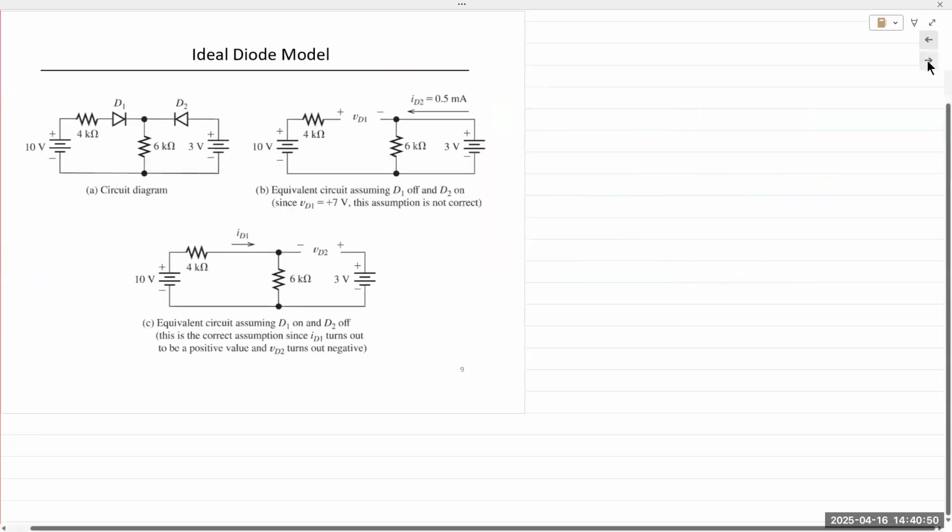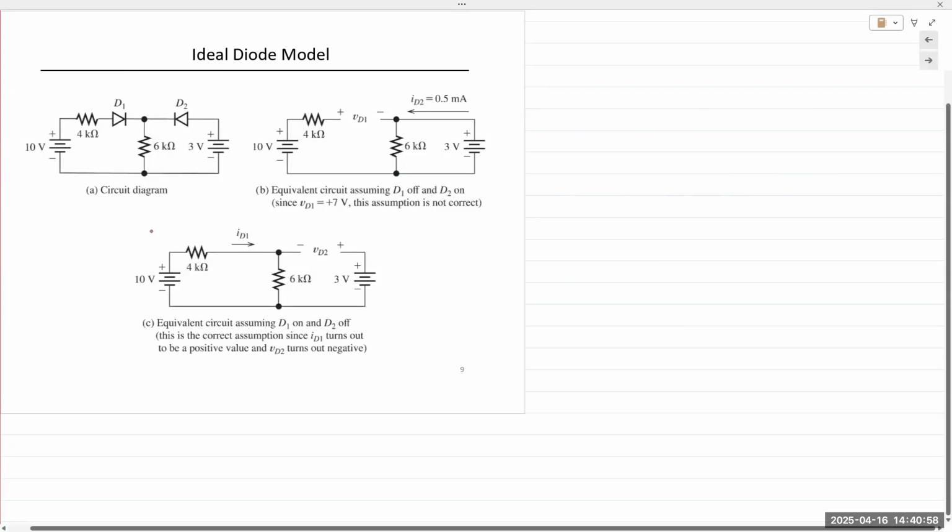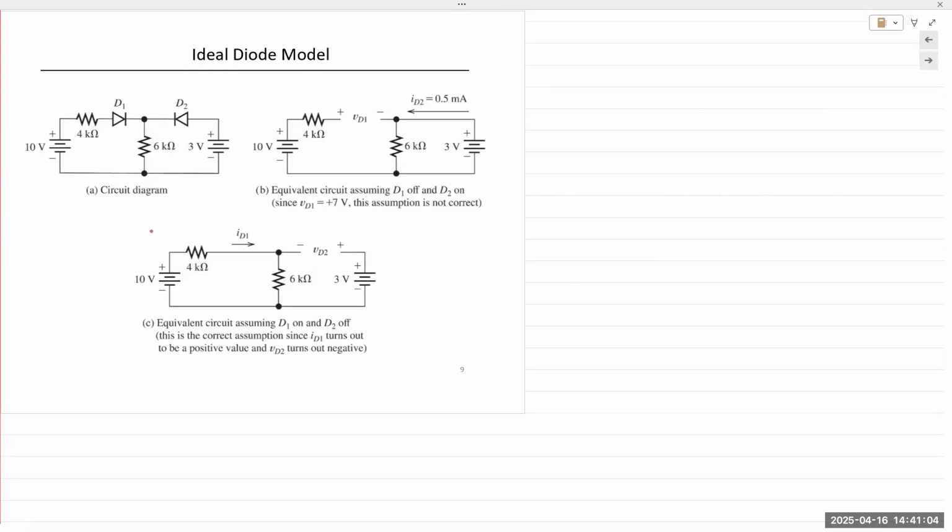All right, so let's look at an example. We have a circuit that has 2 diodes, 2 voltage sources on either side, and we are tasked with using the ideal diode model to analyze this circuit. Now, just to observe the circuit, what do we see? We see that the anode of D1 is connected to the positive end of 10 volts. And we see the anode of D2 is connected to the positive end of 3 volts. So if both anodes are held at a positive level, the first thing that comes to mind is that both diodes are on, right?